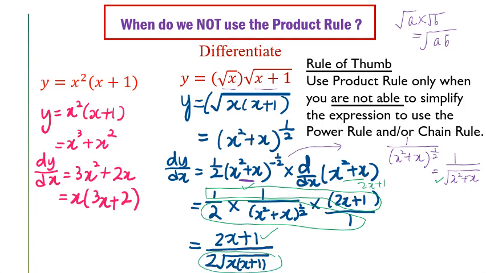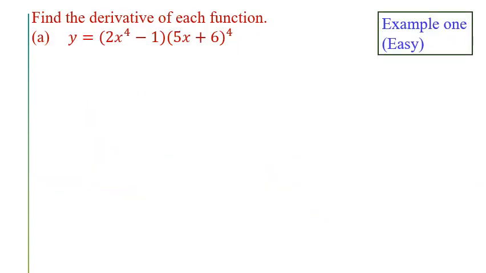So for situations like that, please do not use the product rule. The rule of thumb is always simplify the expression. If you can use the power rule or chain rule, go ahead and use it first. All right. So having learned the product rule, let's do one easy question.